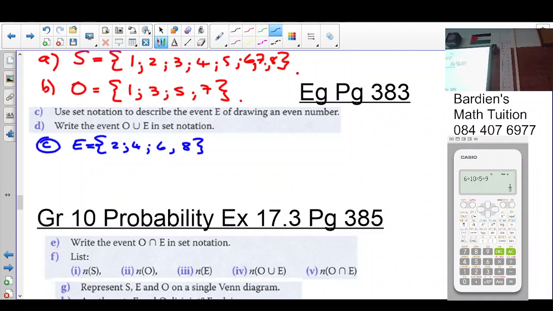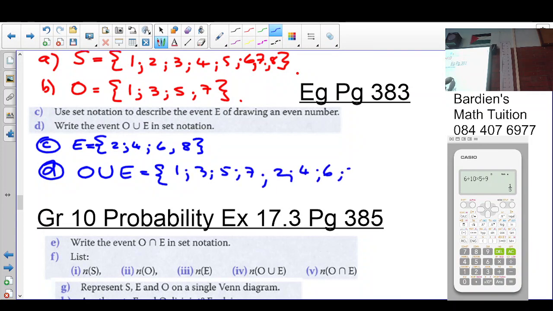D, right? The event O, odd, union E, even in set notation. So it is all the elements that belong to O or E. So what are the odd numbers? 1, 3, 5, 7. Even numbers? 2, 4, 6, 8. So what do you notice? It's exactly the same as the sample space.